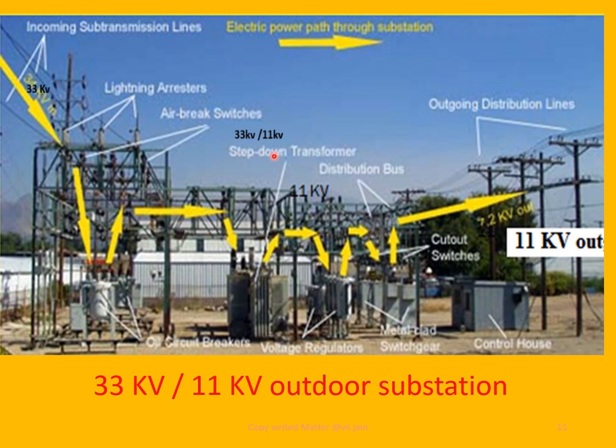Then here is the 33 kV step down transformer. This one. This is 33 kV. And why yellow? I have shown the route of voltage transmission. In between we have several gantries. These are the gantry system. Here, vertical gantries. And this is the outgoing distribution line. It may go to the indoor substation after this.